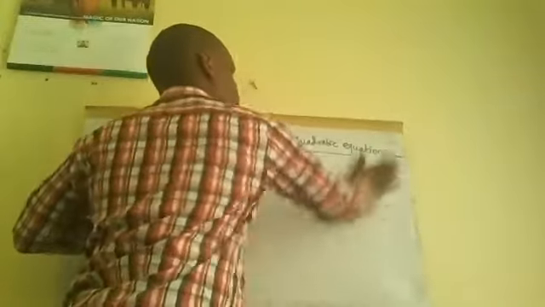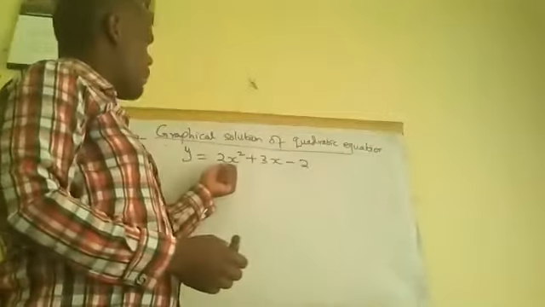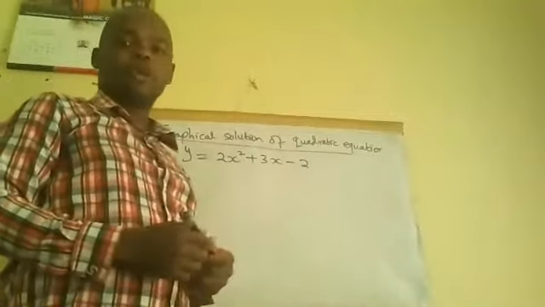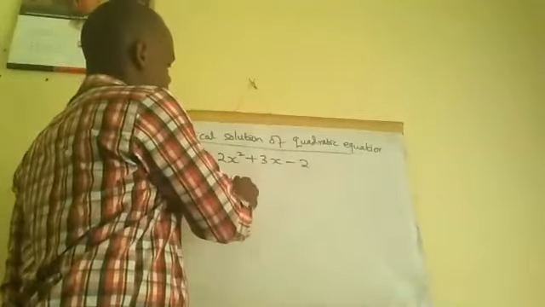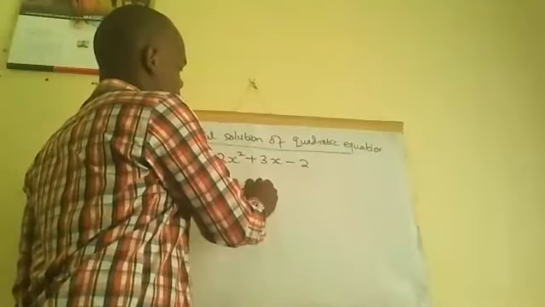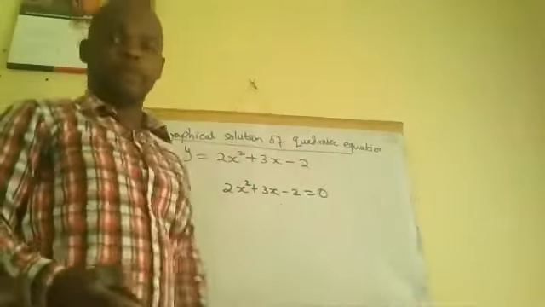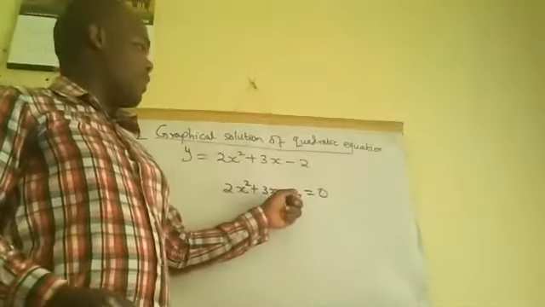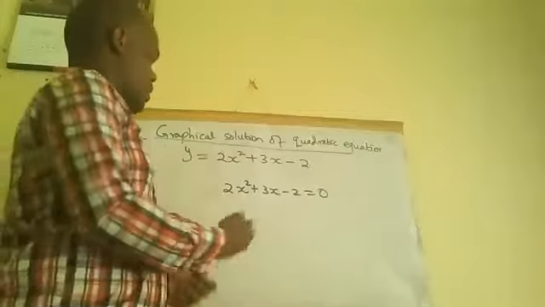Now, we are now trying to solve the equation. Let's say we are given the graph y equals 2x squared plus 3x minus 2. And then you want to solve the equation 2x squared plus 3x minus 2 equals 0. So this 2x squared plus 3x minus 2 equals 0. What do we do? We do this.